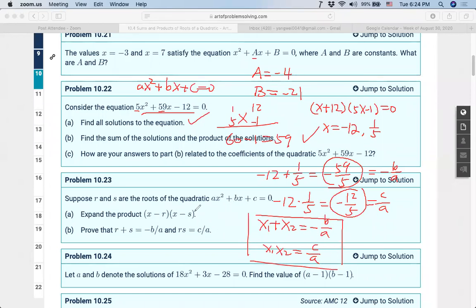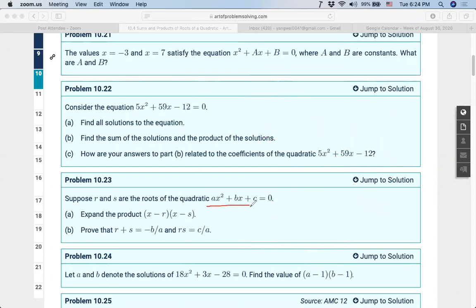Okay, so now let's go to this example. Here, they give you the general quadratic equation, ax squared plus bx plus c equals 0. Then expand the product (x minus r) times (x minus s). You can get x squared minus (r plus s) times x, plus r times s, right? If we expand it, we get this. Then that's how you prove the sum of the solutions equals this, and the product of the solutions equals this. That's exactly what we get, right?